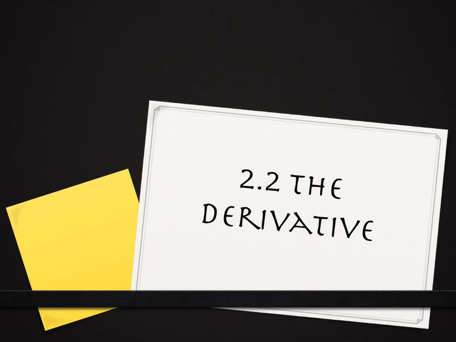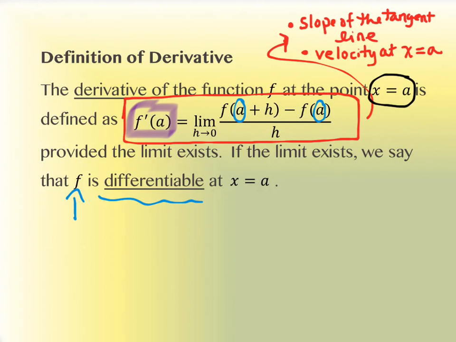All right, so in section 2.2, we talked about something called the derivative. And we noticed that this notation looked very similar to what we did in 2.1, where it had two different names. Those two different names were the slope of the tangent line and velocity. Sometimes you'll hear the phrase instantaneous velocity, more specifically than just velocity.